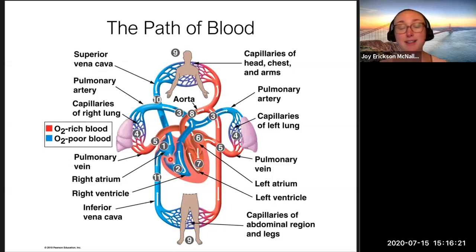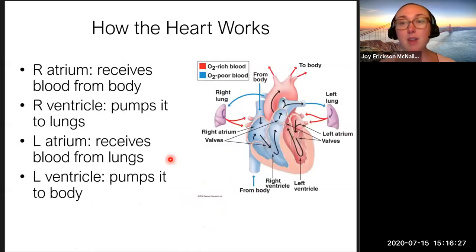Again, I know that's a lot of steps. If you spend some time with it, it will start to make sense. So let's talk about how the heart works. The heart is the hub of the human cardiovascular system, and it's a muscular organ. It's about the size of your fist. The bigger your fists, the bigger your heart, generally speaking.